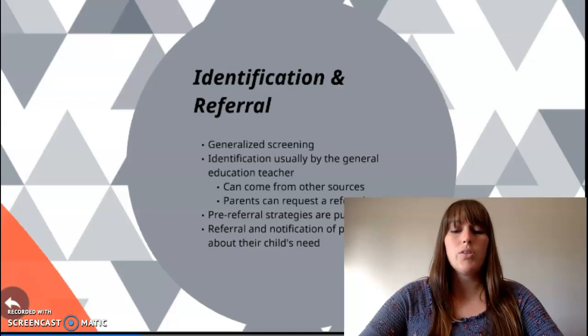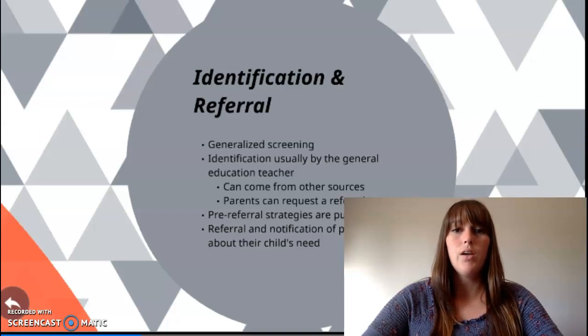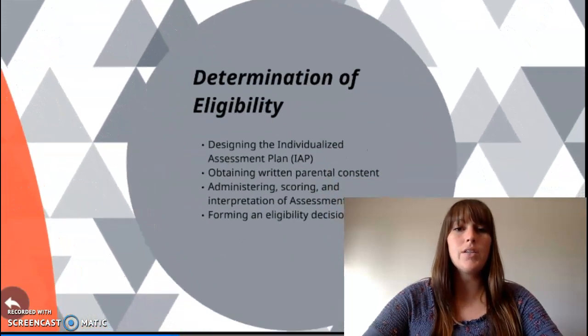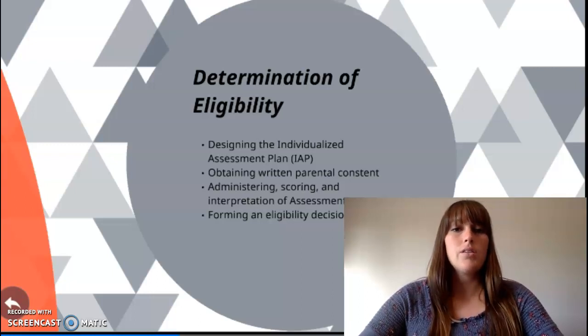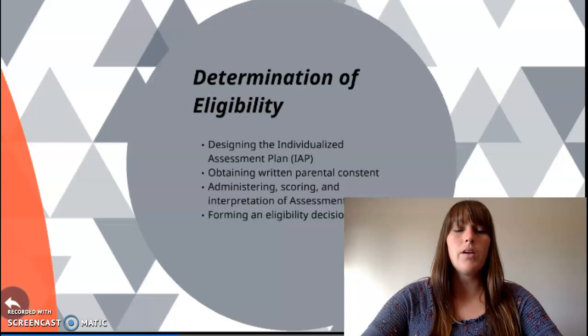So this process heavily relies on the parental consent. They need to be notified and they have to sign a waiver saying their student or child can be assessed. The next phase is the determination of eligibility. During this phase, there is designing of the IAP or the Individualized Assessment Plan.